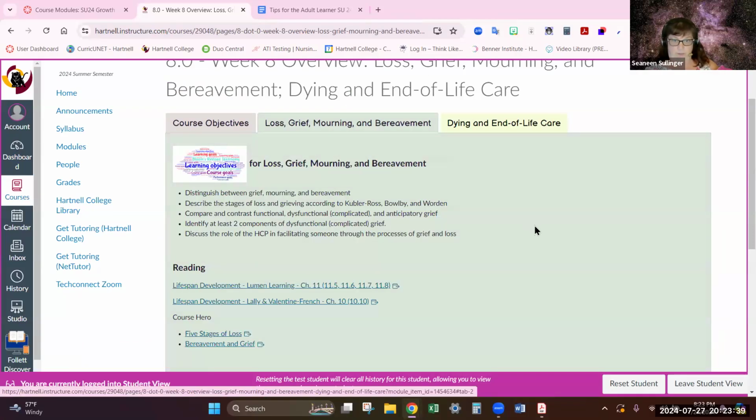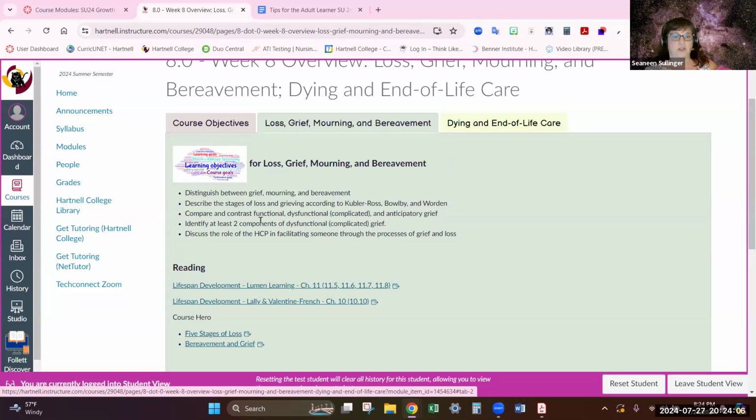For loss, grief, mourning, and bereavement, these are your learning objectives. So being able to distinguish between grief, mourning, and bereavement. Those are 3 separate terms. Describe stages of loss and grieving according to Kubler-Ross, which is DABDA, which most people are familiar with. But we're also going to look at Bowlby and Worden's theories about loss and grief.